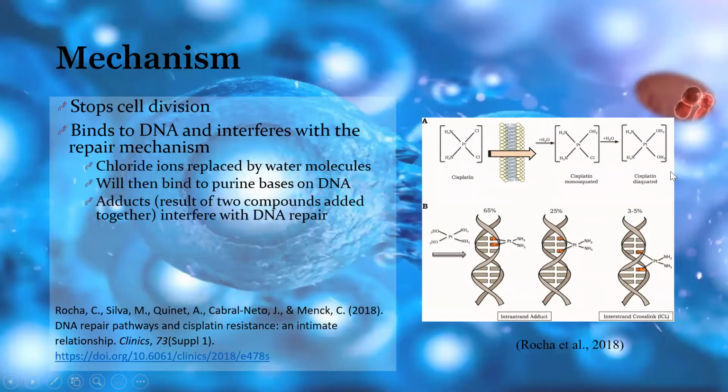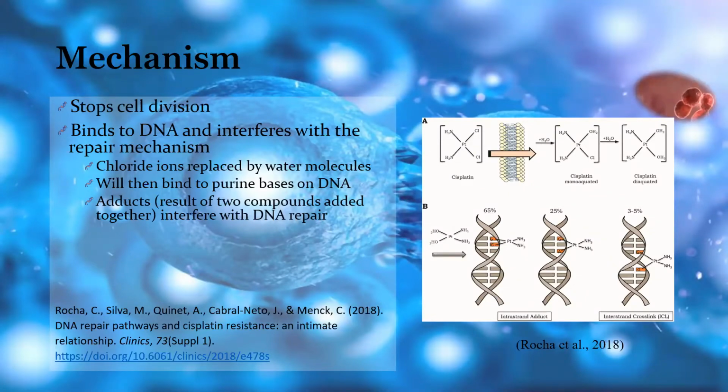So, Cisplatin is used to stop cell division, and the way it does that is by binding to DNA, and it interferes with the repair mechanism. That is done by a molecule of water being able to replace a chloride ion component of cisplatin. The structure will then be able to bind to a DNA purine base.